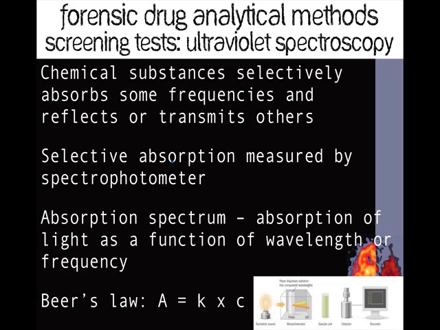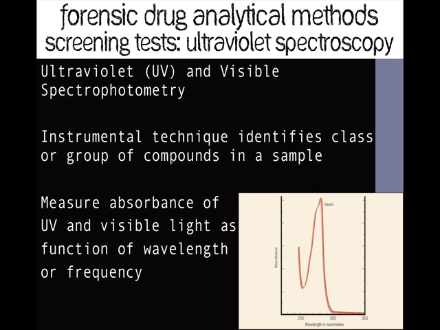There's also ultraviolet screening, ultraviolet spectroscopy. Chemical substances selectively absorb some frequencies and reflect or transmit others. We look for this selective absorption using a spectrophotometer, and it produces an absorption spectrum. This is ultraviolet and visible spectrophotometry. You use it to identify a class or drug group of compounds in a sample, and you measure the absorbance of UV and visible light as a function of wavelength or frequency.